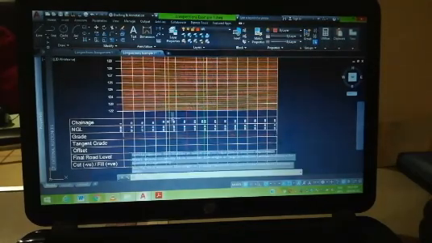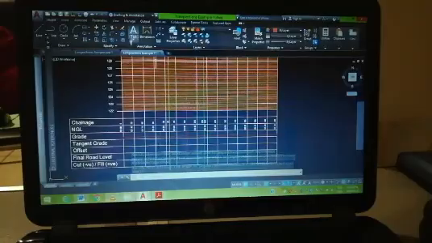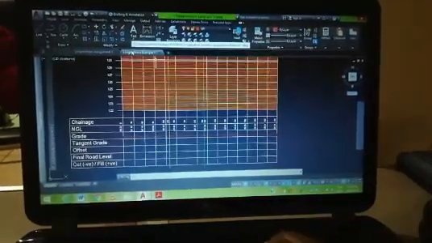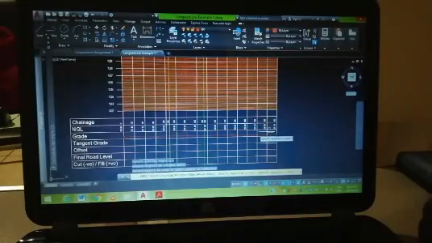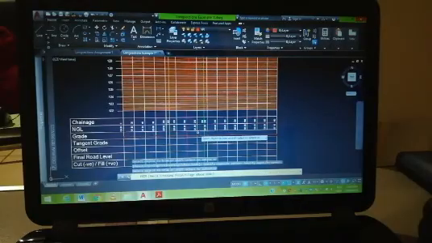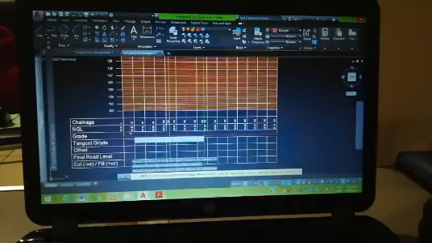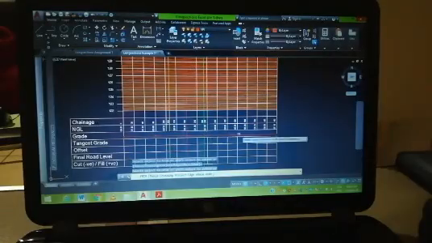Okay, now to clean it up, you can just use the trim command, trim, right click, and then you clean up everything here and here and here and these ones as well. So you end up with basically something that looks like that. Let's do this one as well because it looks nicer that way.